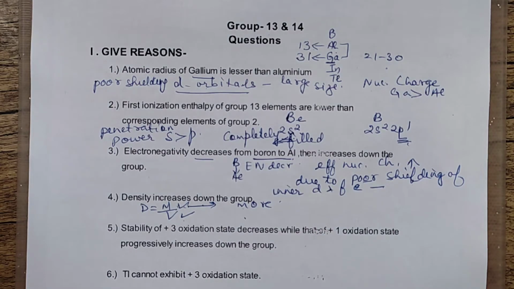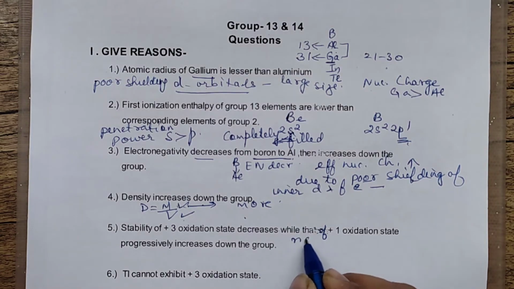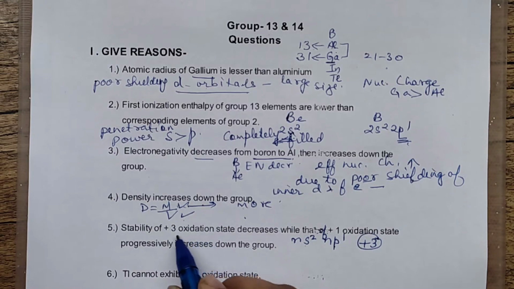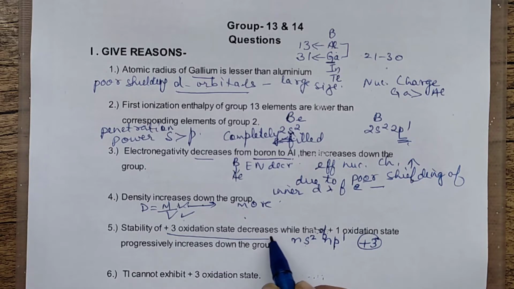Clear? Next, it says the stability of the +3 oxidation state decreases and that of the +1 oxidation state progressively increases down the group. To explain the oxidation state, you focus upon their configuration. The valence shell configuration of group 13 elements is ns2np1. That means the common oxidation state for group 13 elements is +3. Right? So we are saying down the group, the +3 oxidation state tendency decreases.